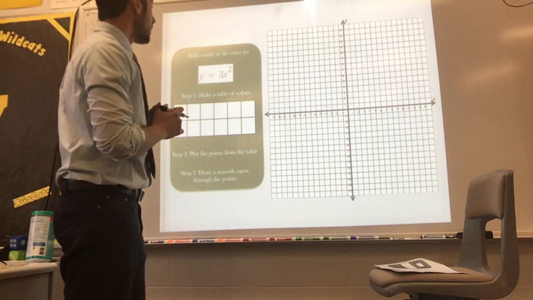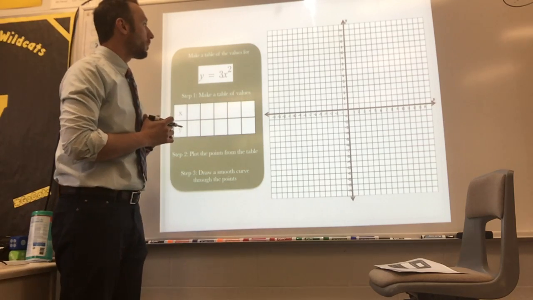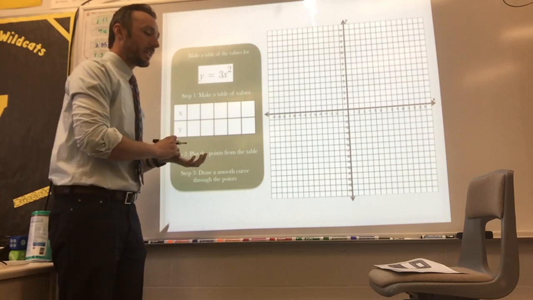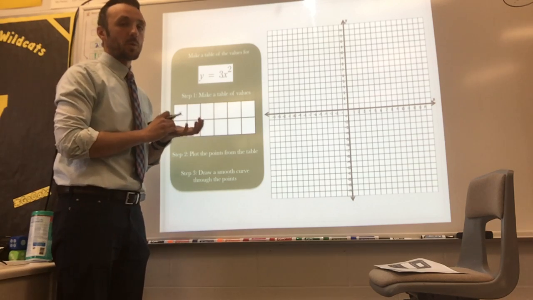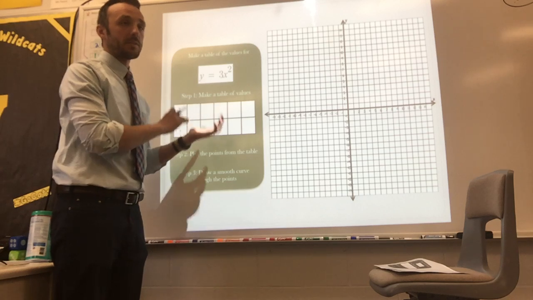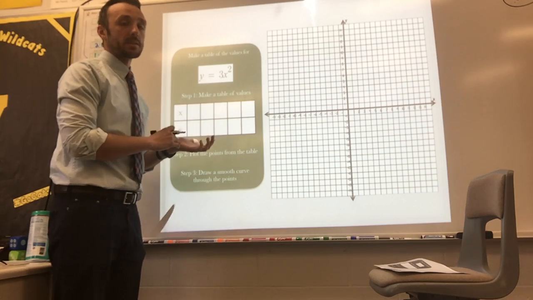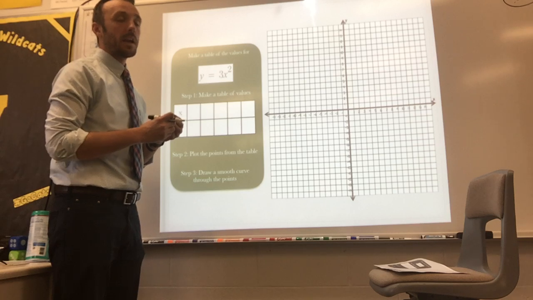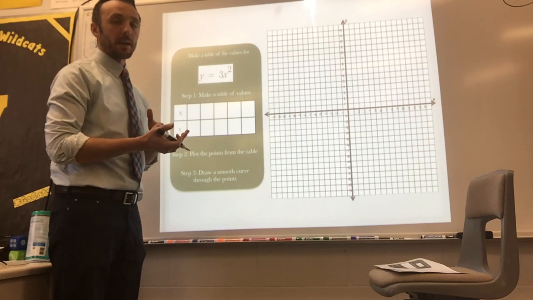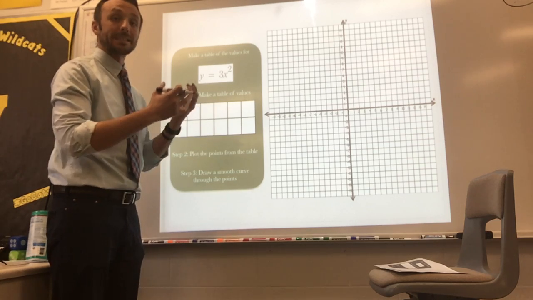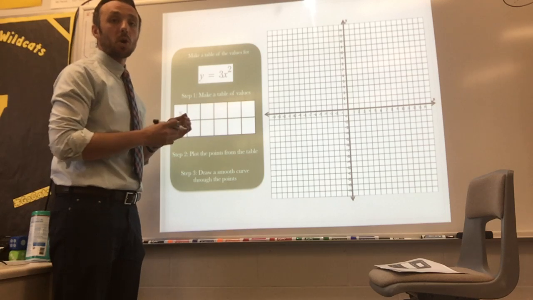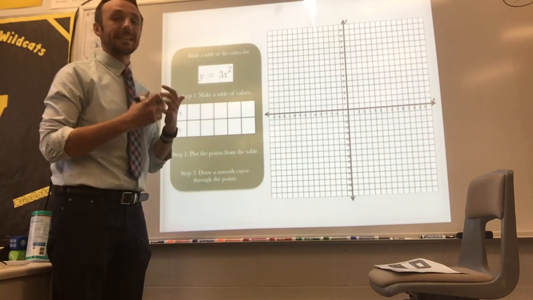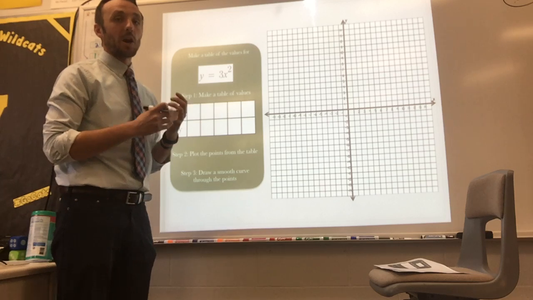So step 1 says make a table of values for y equals 3x squared. Once again, this is going to be symmetrical to the y-axis. So I'm going to have points to the left of the y-axis and points to the right of the y-axis. Because of that, I will need to pick points to the left and to the right of my y-axis. In other words, I'll need to pick some negative x values, and I will also need to pick some positive x values. Pick x values that are easy, and pick x values that will be on the table.